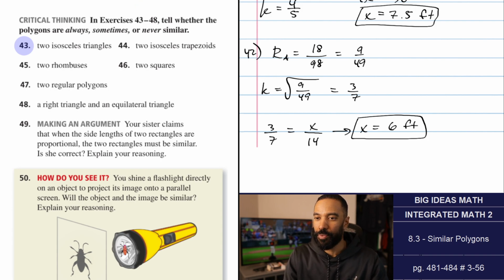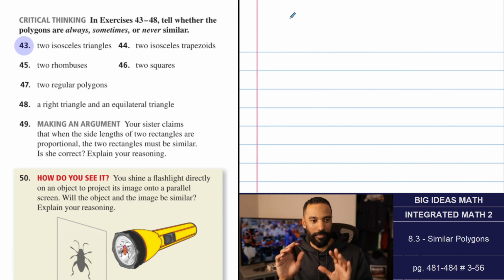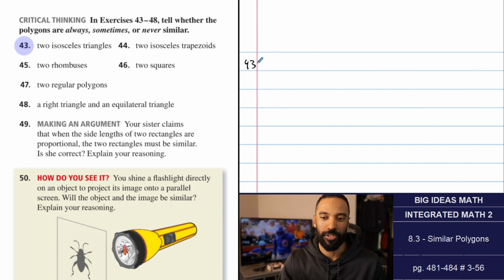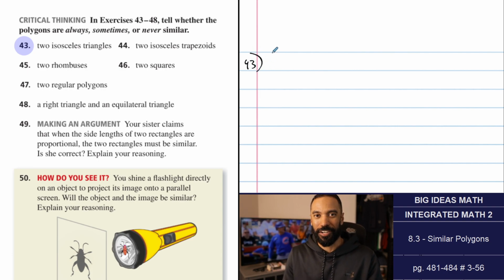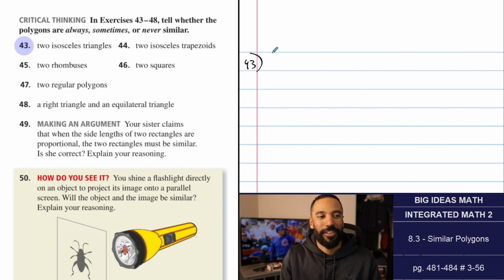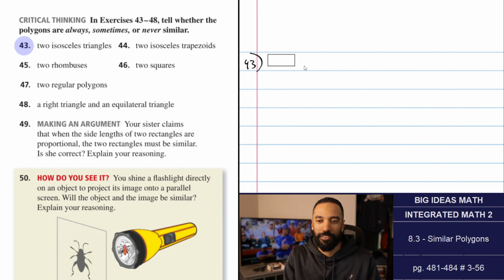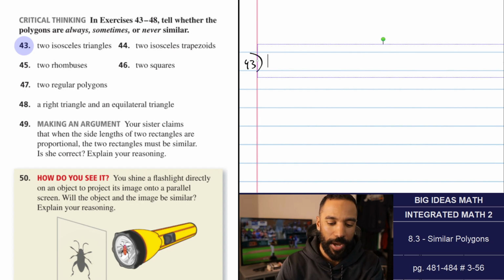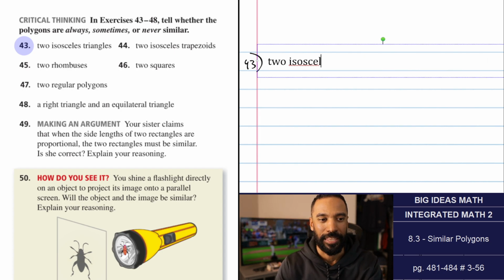Okay, numbers 43 to 48. I'm kind of excited whenever I see those, like a bundle of them, because I hope that there's small problems within and not a big set. Tell whether the polygons are always, sometimes, or never similar. So I'll kind of write sentences for these ones here. Two isosceles triangles. They don't say explain why, by the way. So, they are sometimes similar.